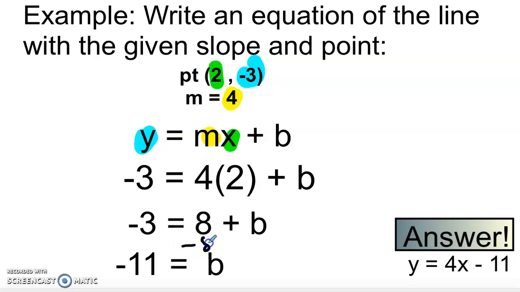So I subtract 8 here. I subtract 8 here. Those are going to cancel. My b is negative 11. So then I fill it back into my equation. y equals 4x because my m is 4. And my b is negative 11. So my equation of the line is y equals 4x minus 11.